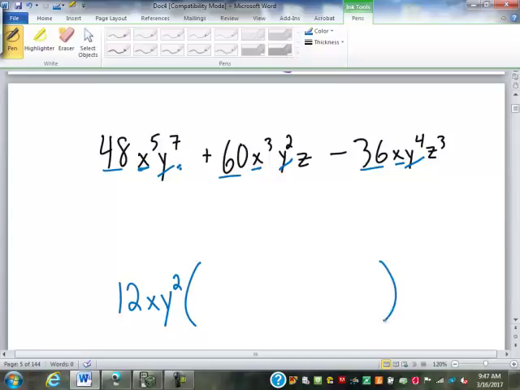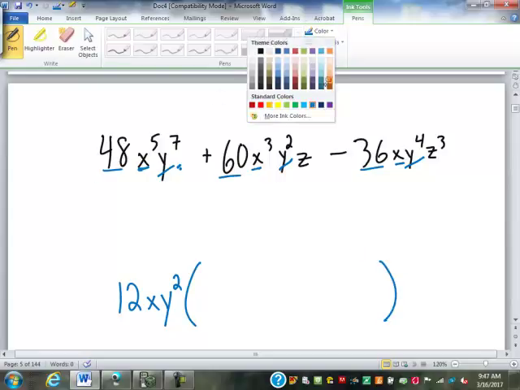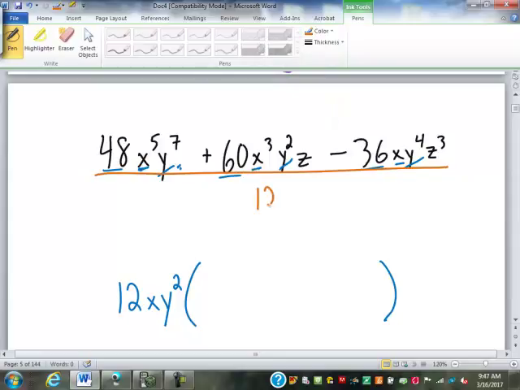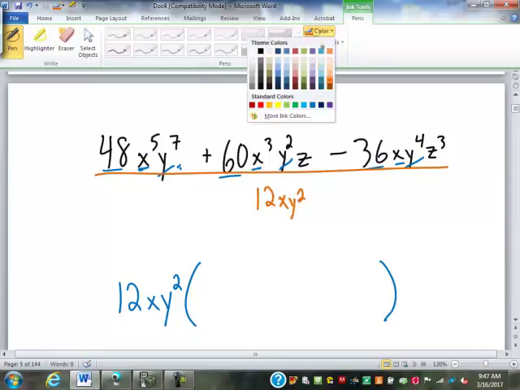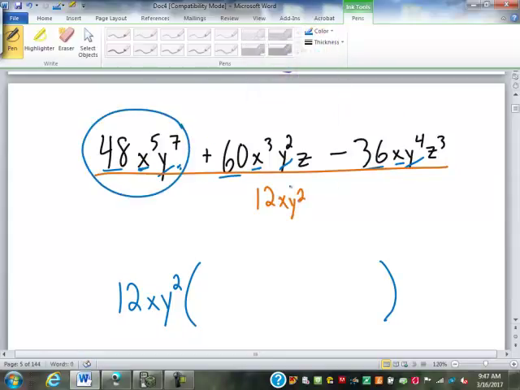So we figure out what's left over. We're going to come up here and divide this by the 12xy squared. So the 48x to the fifth y to the seventh, divided by the 12xy squared. 48 divided by 12 is 4. X to the fifth divided by x, dividing, you can subtract 5 minus 1 gives you x to the fourth. And y to the seventh divided by y squared is y to the 5. 7 minus 2 is 5.